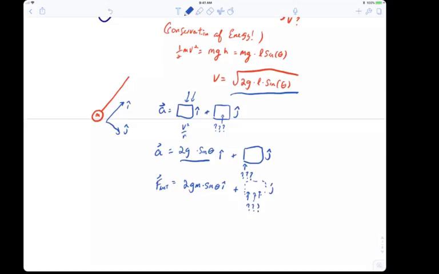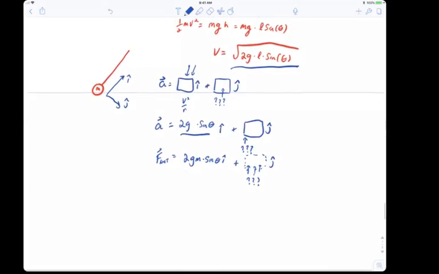J hat. Now, there's actually one thing you can do. I'm not actually interested in finding the component in front of J hat, I don't think, according to this question, because this question only cares about me figuring out what the tension is. I don't need to figure it out. I can. I just don't want to. So I'm just leaving it with question marks. Otherwise, I'd assign a variable to it.